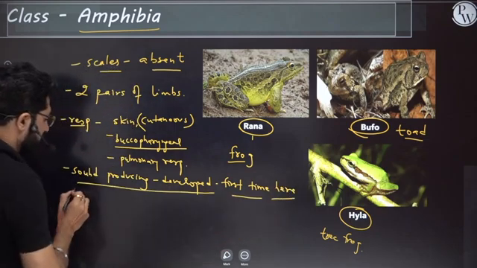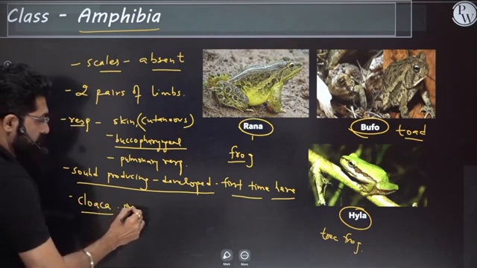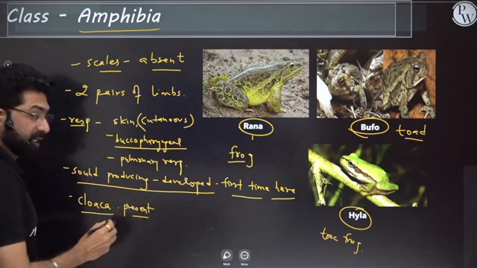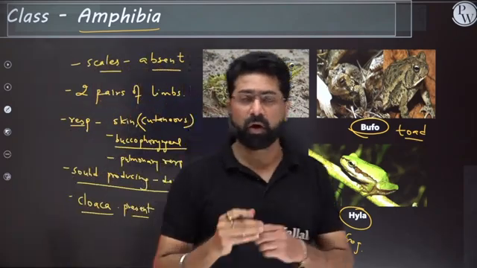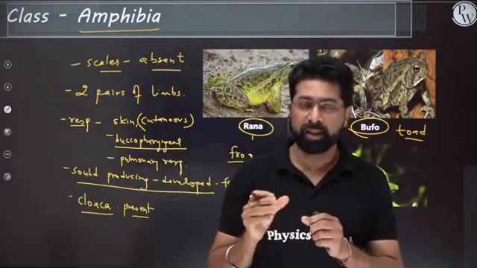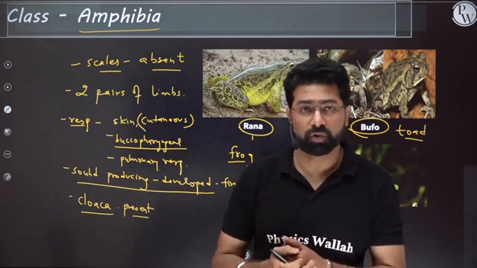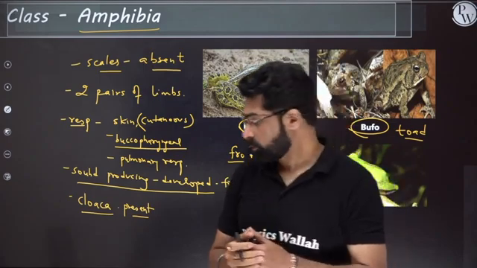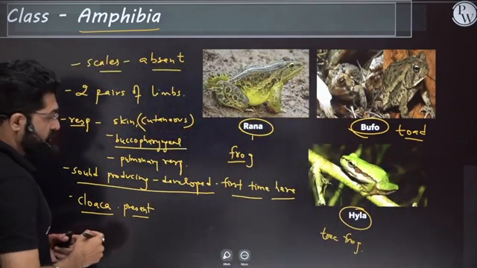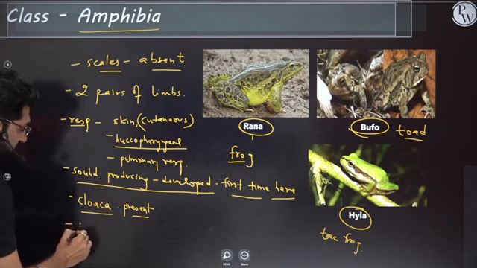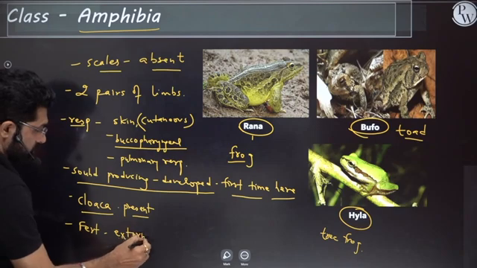Is it okay? They have a cloaca present. Cloaca is when the alimentary, urinary and reproductive structures all open and come out through a common opening, that is called cloaca. Moreover, fertilization is usually external in them.